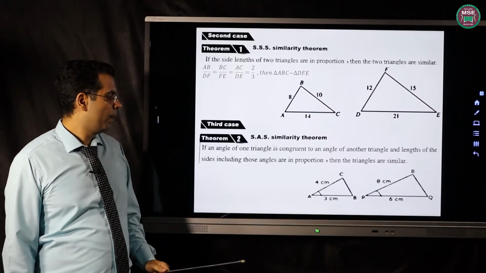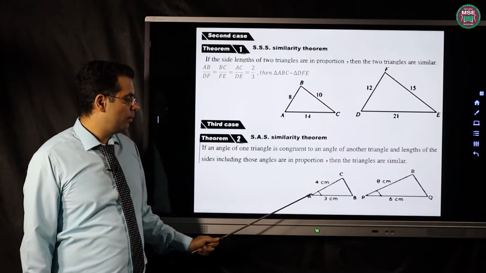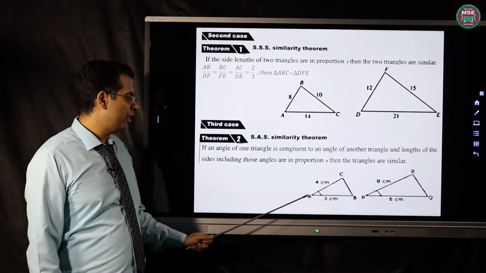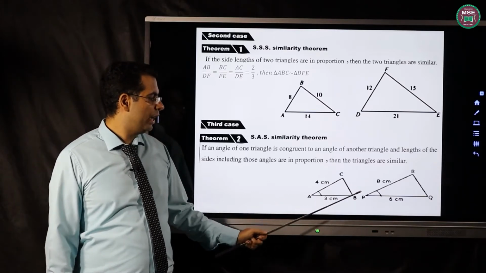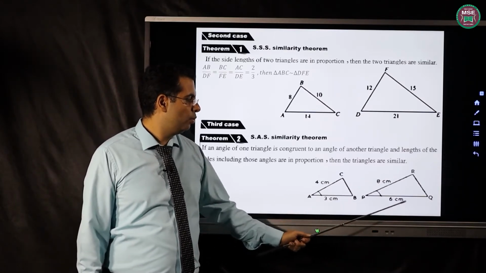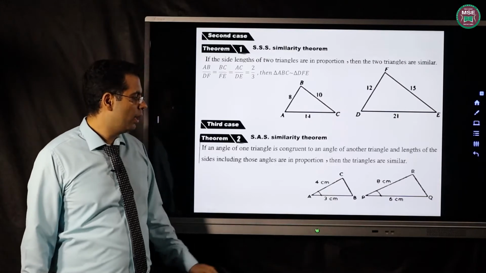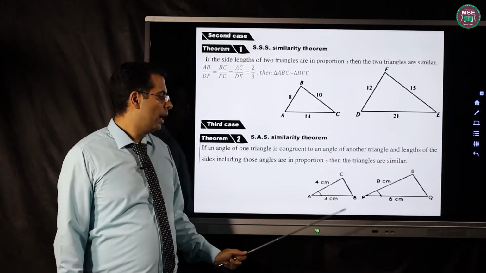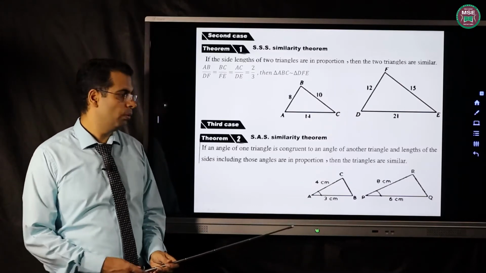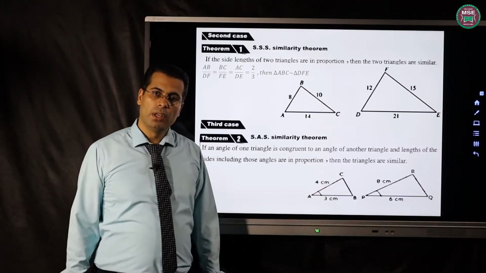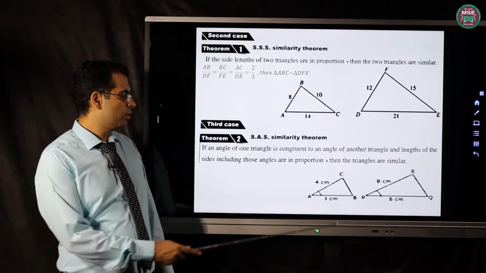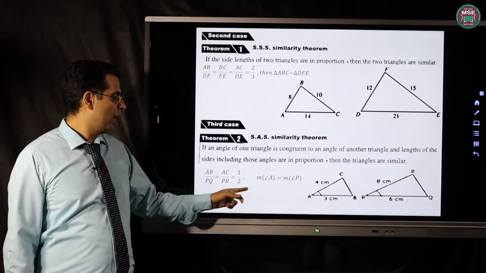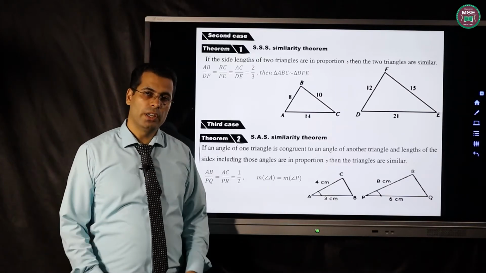In this figure, we have AC 4 cm and AB 3 cm, and the including angle, which is angle A. There we have PR and PQ with sides 8 and 6 cm, and the including angle here is P. A equals P, and the sides are proportional. How? 4 divided by 8, we know equals a half. Also 3/6 equals half. Then we have two sides proportional and the including angles equal.